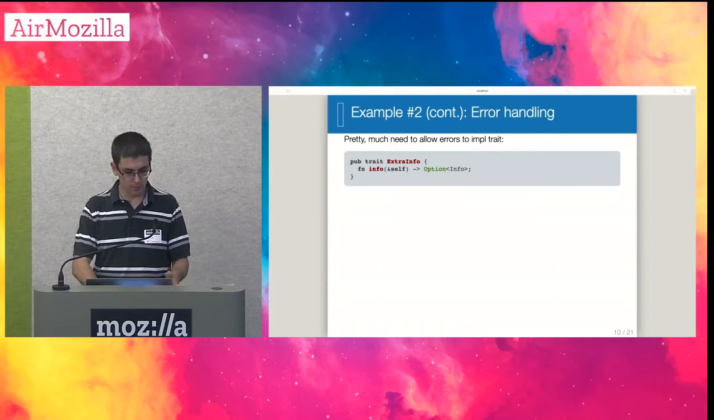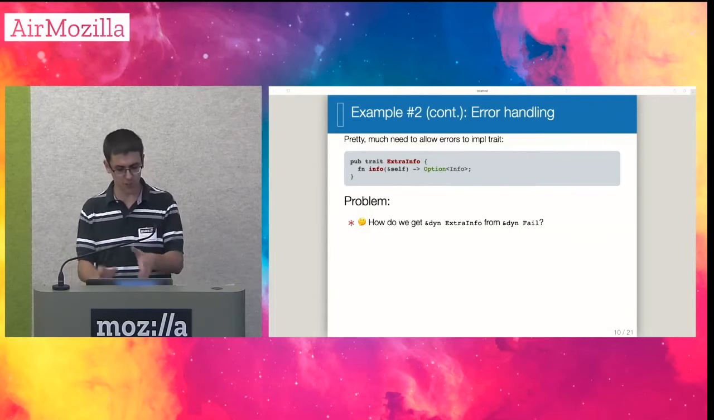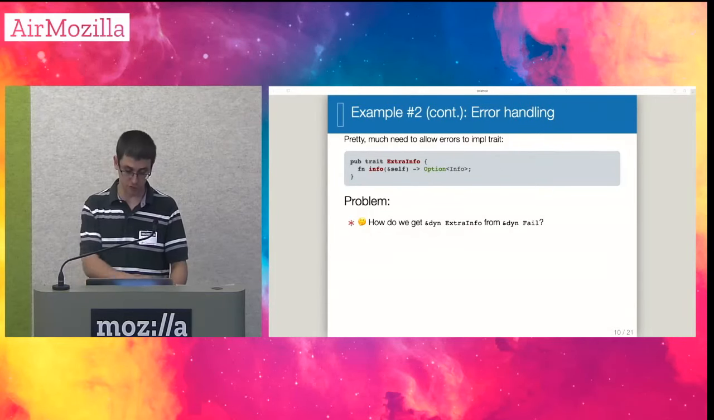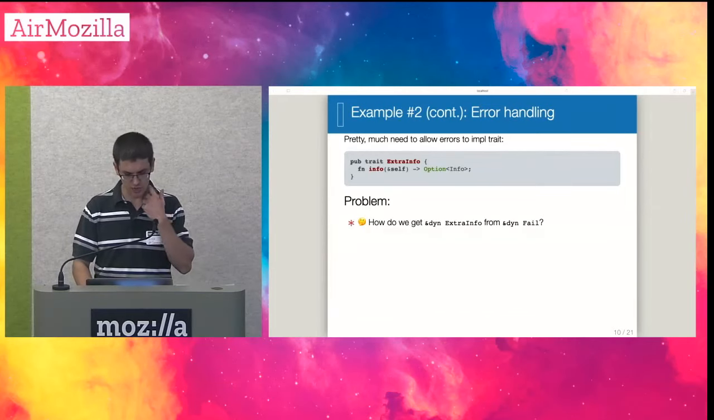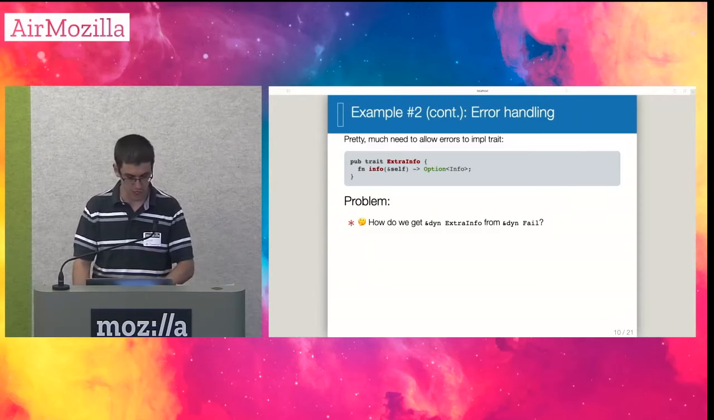But how do you get this trait object of X trait if you only have the trait object of Fail? The trait object of Fail is what the failure crate would give you if you iterate through errors in a chain. So that was a problem of cross-casting a trait object to a trait object, which is not really a thing in Rust.